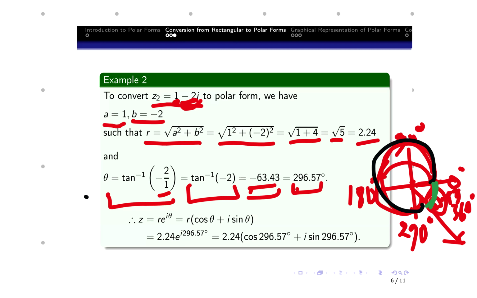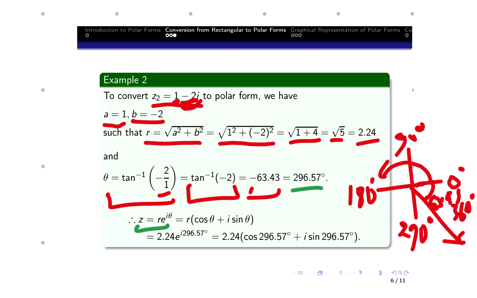Okay, so with that now, you have theta to be 296.57 degrees. So now Z is R e raised to the power i theta, and that is equal to R cos theta plus i sine theta. All right. So now R is 2.24. So you have 2.24 e raised to the power i 296.57 degrees. And you can rewrite that as 2.24 cos 296.57 degrees plus i sine 296.57 degrees. So that's another one right there.